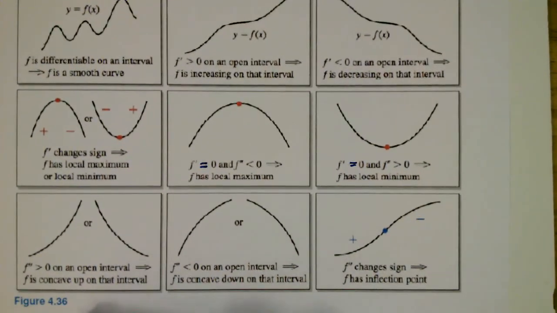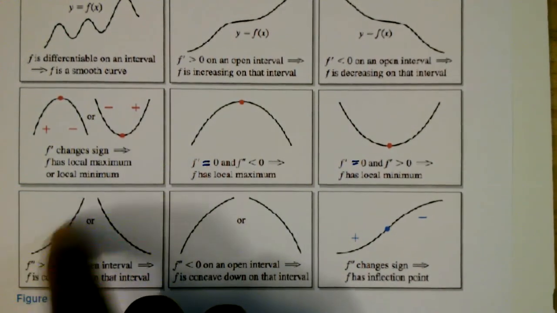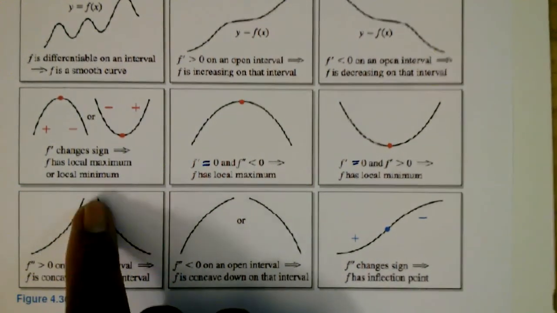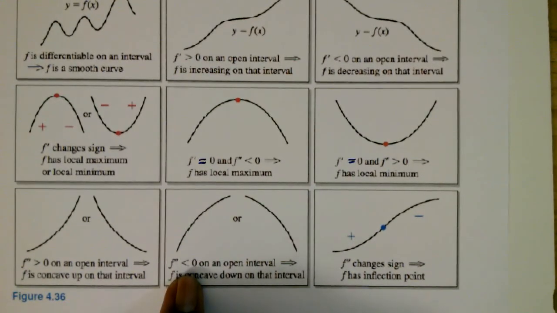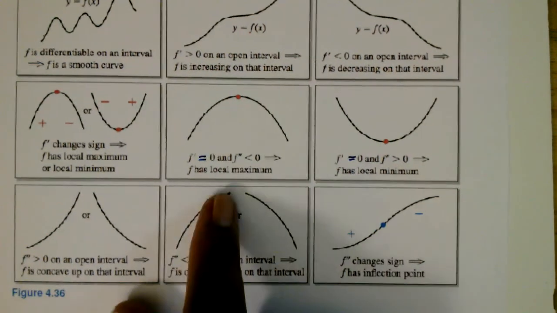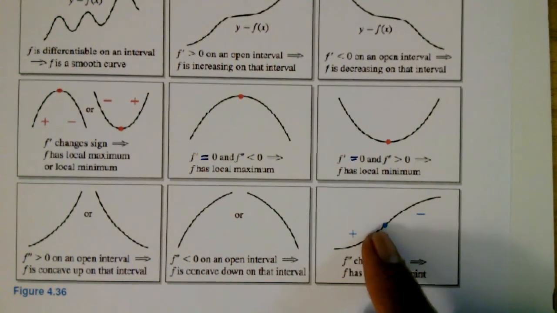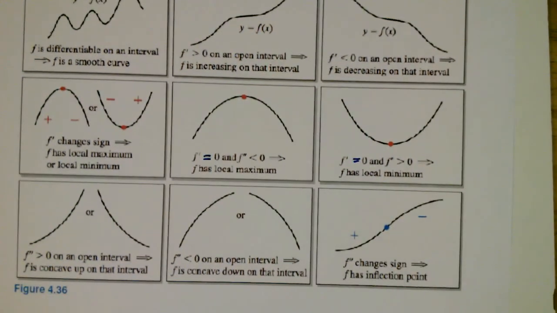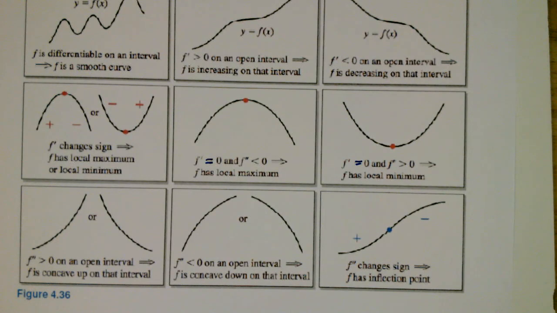And then these last three deal with concavity. If f double prime is positive on the open interval, it's concave up. Or if f double prime is less than 0, or if it's negative on the open interval, that means your graph will be concave down. And then, of course, the inflection point is when you have a change in concavity. That means your second derivative goes through a change in sign from positive to negative, or from negative to positive.